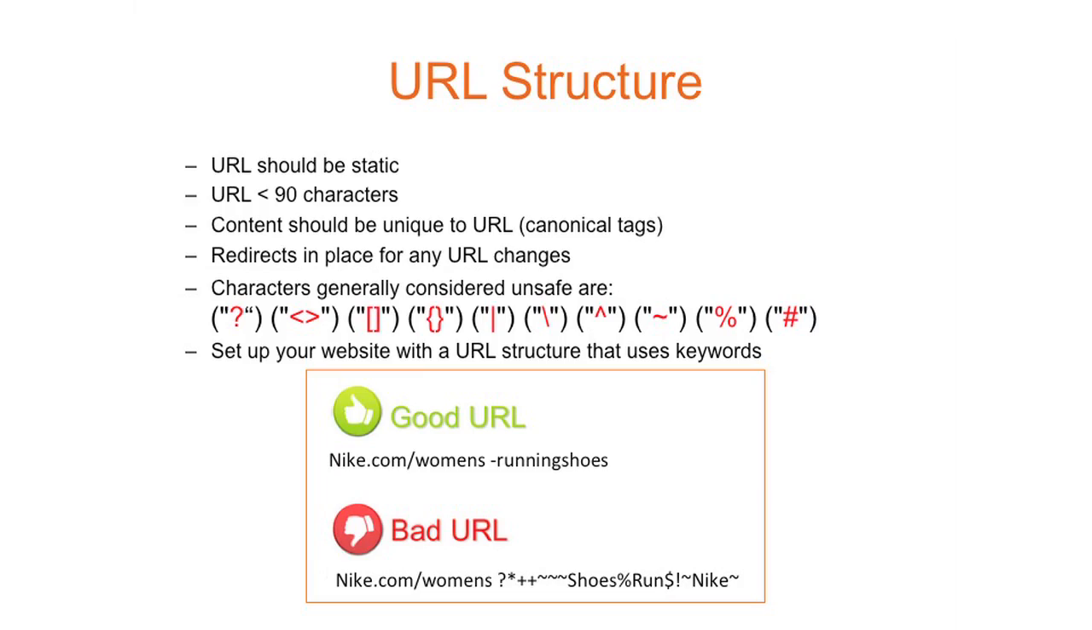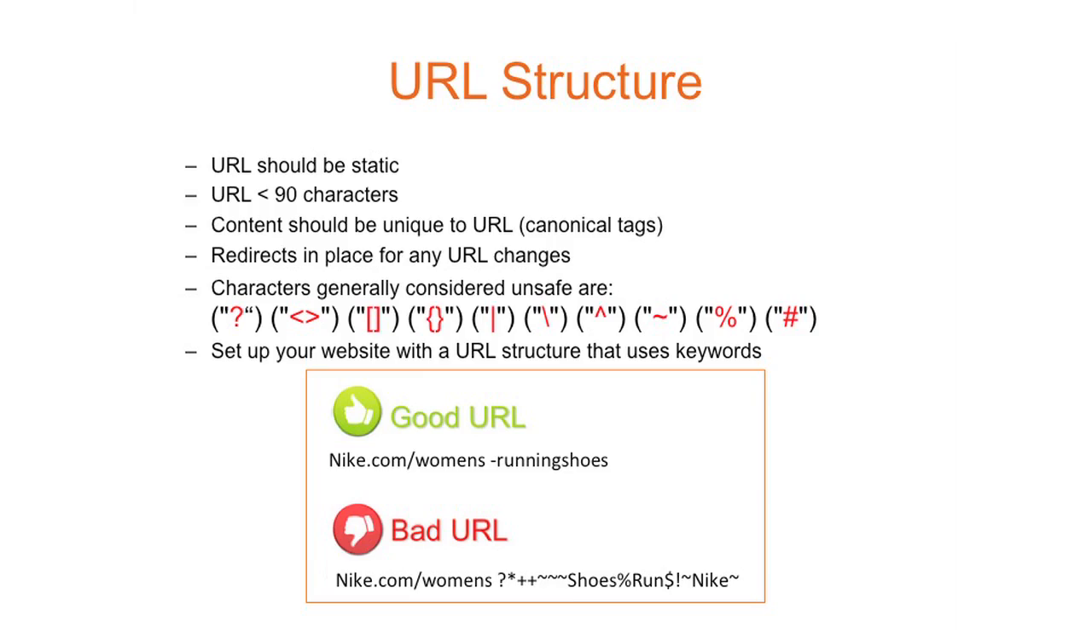You should also have redirects in place for any URL changes that you have. For example, if you have Nike.com running shoes, but you want to change that to Nike.com women's running shoes, you have to make sure that those redirects are in place in the file. So if somebody were to ever find that old URL of Nike.com running shoes, they are ultimately going to land on the Nike.com women's running shoes.